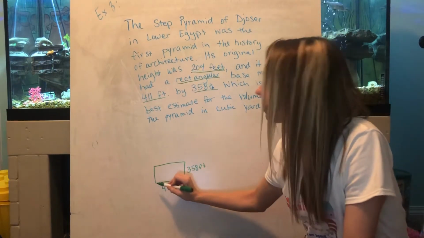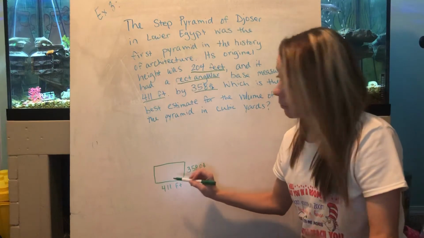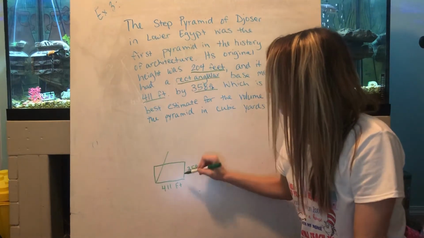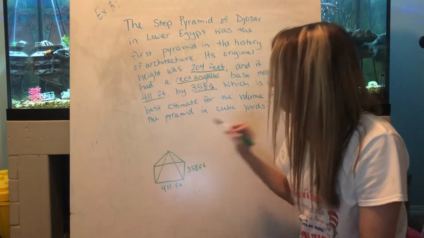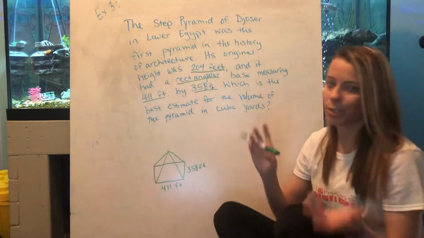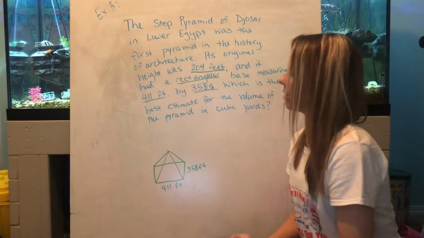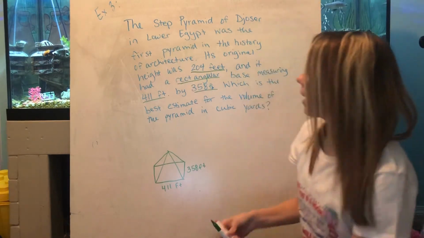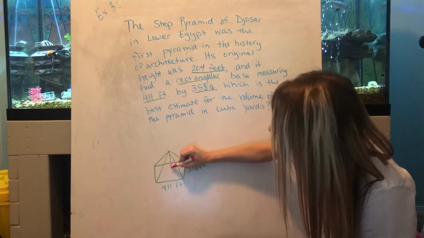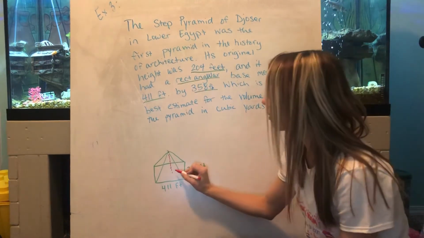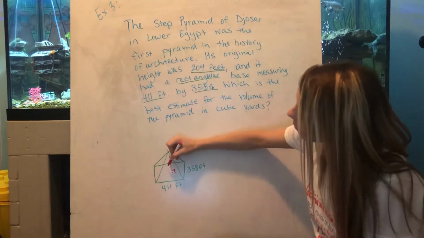And then honestly, to keep it simple, I just connect all of the corners like this, and I don't worry about what's in the front or back or making the dashed lines or anything. Like I said, I just keep it simple. Then the height of the pyramid, which I'm going to draw in a different color so you guys can see it, is 204 feet.